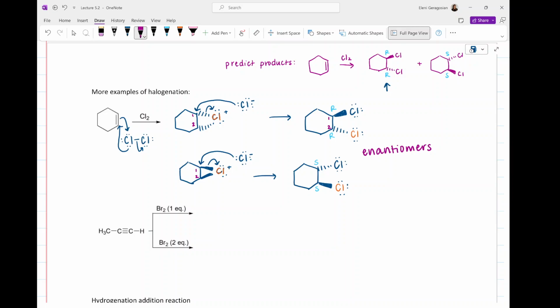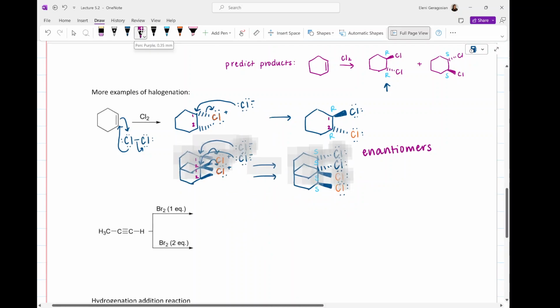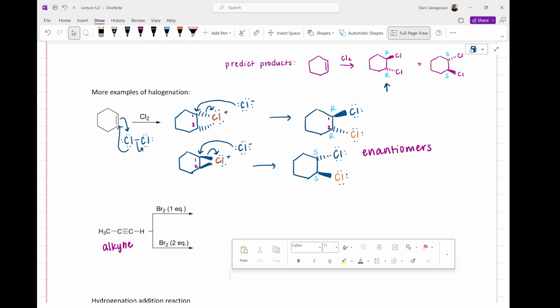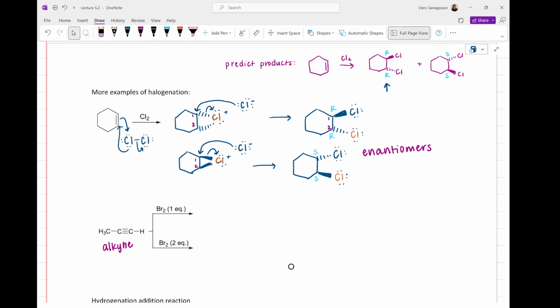Okay, so let's do this next one here. I'm just going to scooch this up to give us some more room. All right, so now we have an alkyne. So this is where it matters if we have one or two equivalents of the molecule that's getting added to the pi bond. So in the first option, we have one equivalent of Br2.